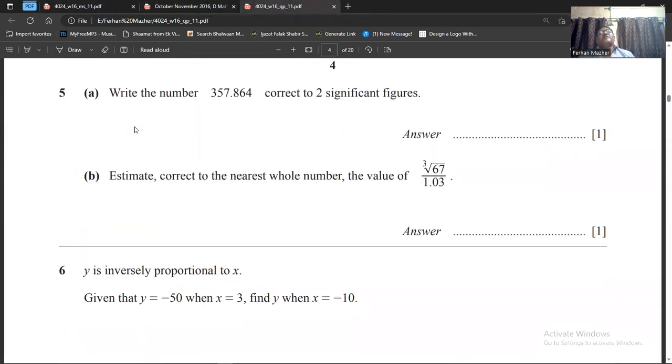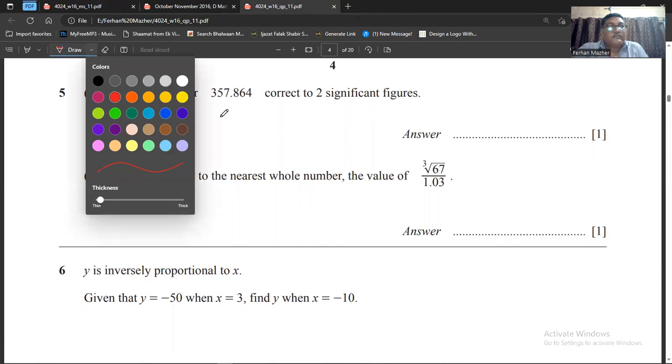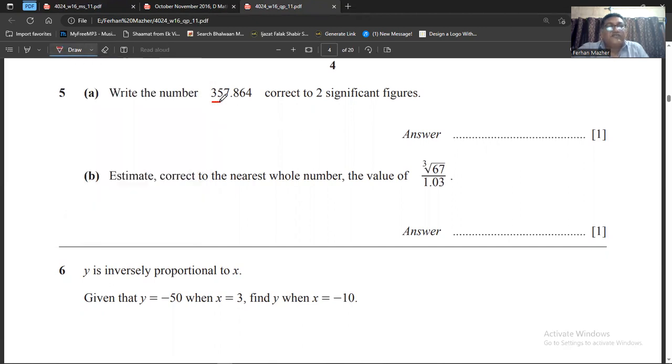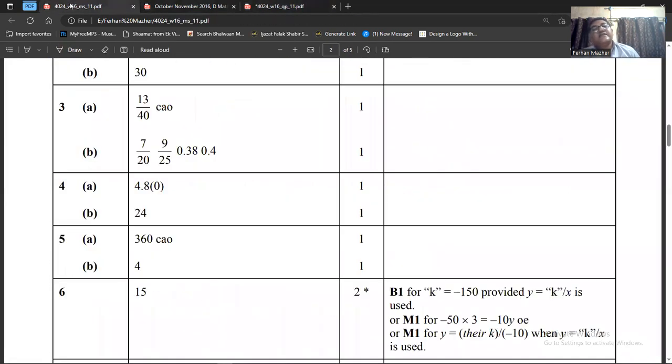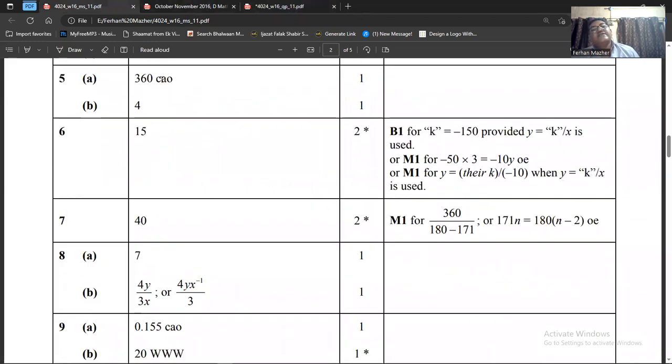So my dear student, question number 5, A part: write the number 357.864 correct to two significant figures. Okay, so if you want to write two significant figures, let me take out that pen. So these are the first two significant figures. After the 5, you have 7 here. So 5 will become 6. So we will have 360. 360 is the right answer, sir.